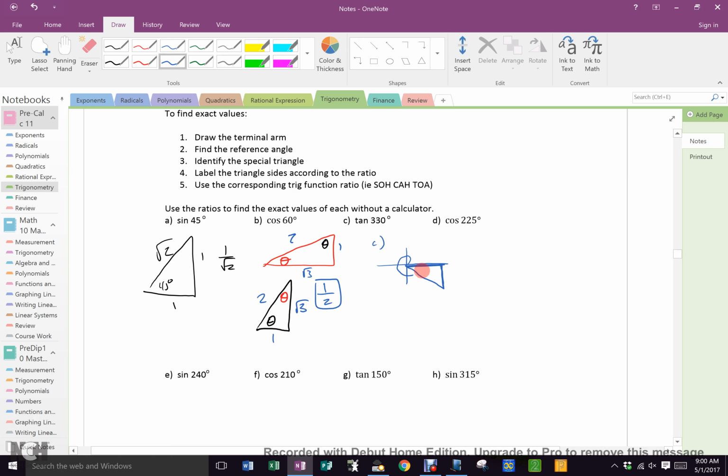Which means how big is this? 30. Once I have that 30, I automatically know what triangle I'm using. 30, 60, 90. Across from the 30 is what? What's always across from the 30? 1. What's the hypotenuse? Always 2. What's this? Root 3. Now look closer. Is this drawing drawn correctly?